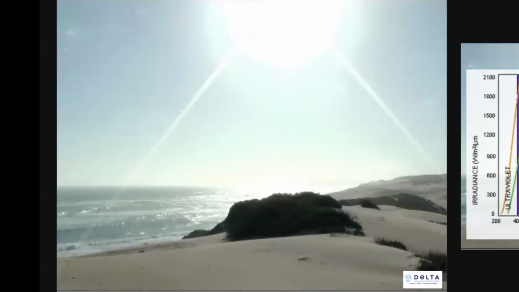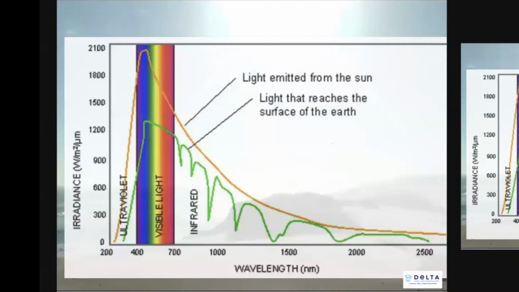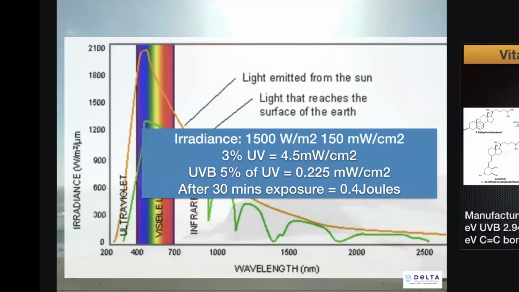That energy is largely in the visible spectrum, but there's a significant element which is in the near infrared, and a very small element which is in the ultraviolet. In terms of power, it's amazing the amount of power that we get from the sun. Look at those figures, 1500 watts per square meter. Wow. But that translates, when you do the mathematics, down to 150 milliwatts per square centimeter.